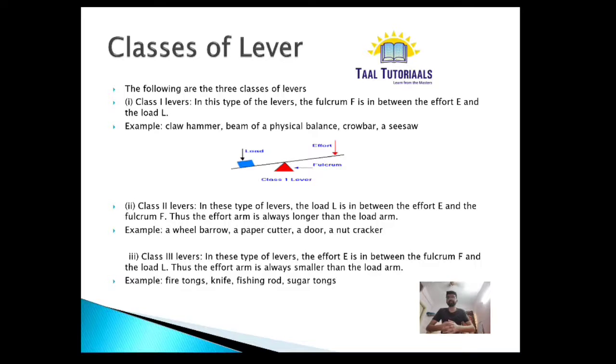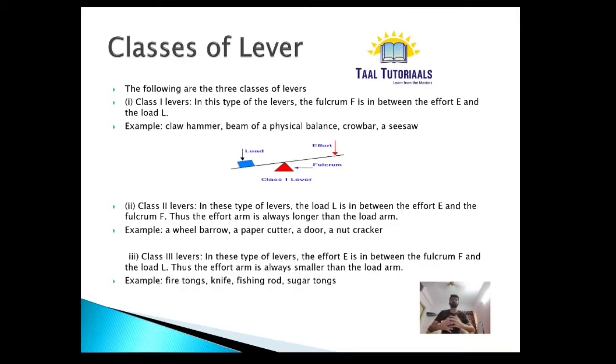And the third one, the class 3 lever, is one in which the effort is between fulcrum and load. Thus the effort arm is always smaller than the load arm. For example, knife, we have seen that the effort arm is always smaller, and the load arm is a larger one.